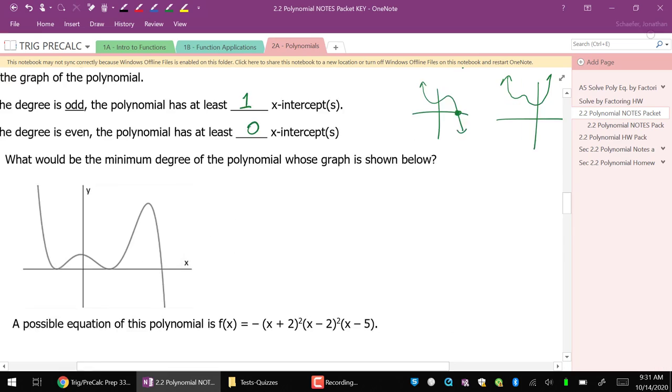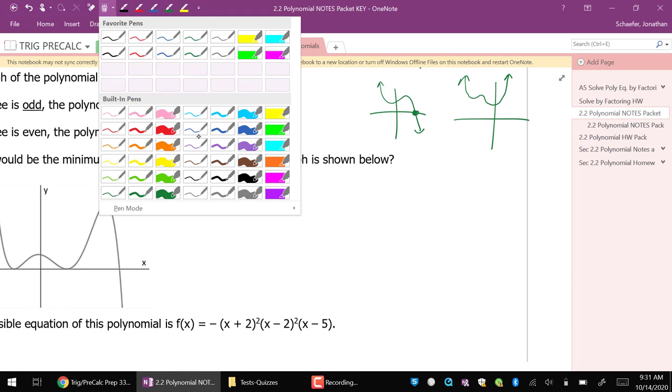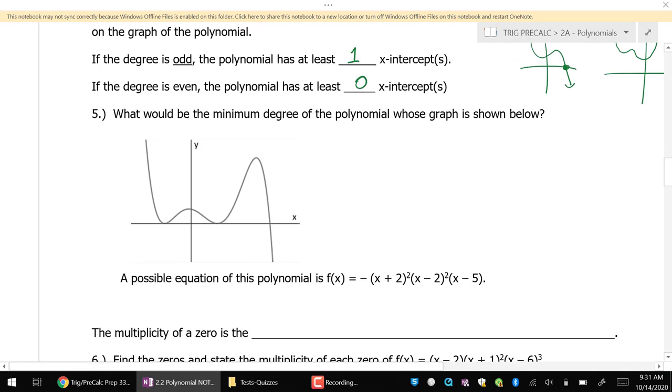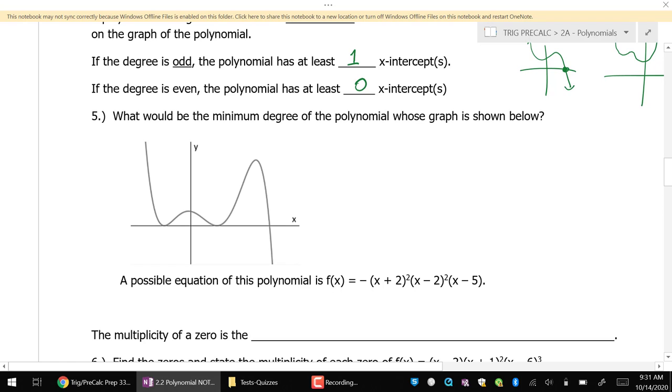So now let's kind of put these ideas into practice as we conclude. Number 5 says, what would be the minimum degree of the polynomial whose graph is shown? Well, I see 1, 2, 3, 4 turning points, which means the degree would have to be a minimum of 5. So that looks like it could be a quintic. So degree 5, we call that a quintic.